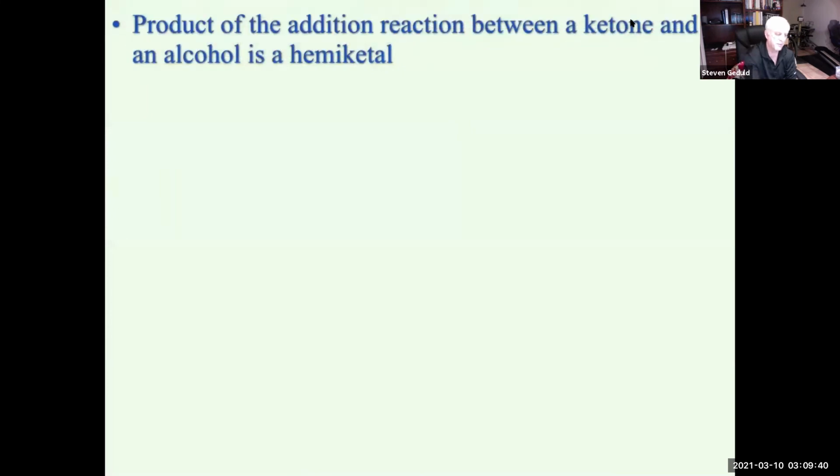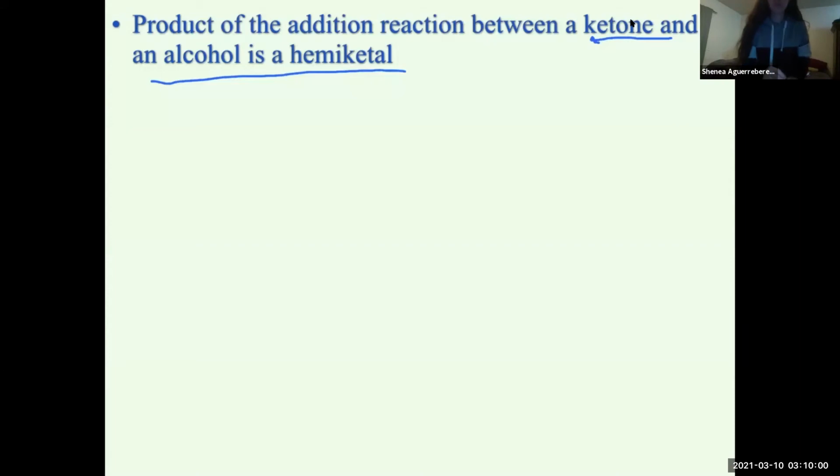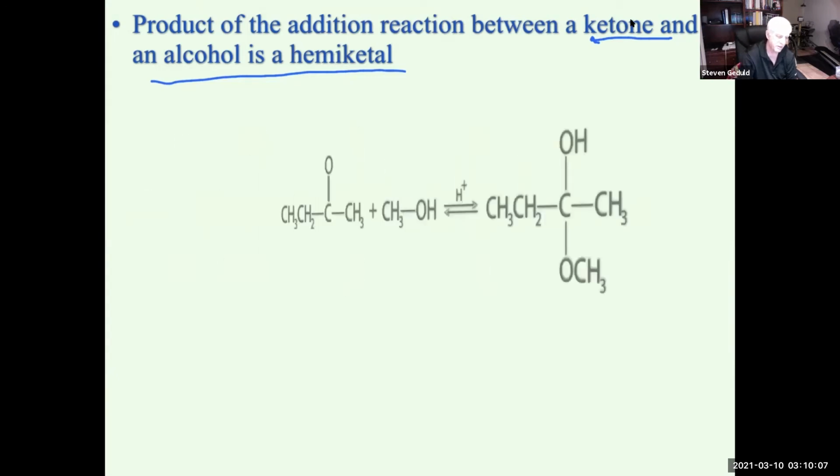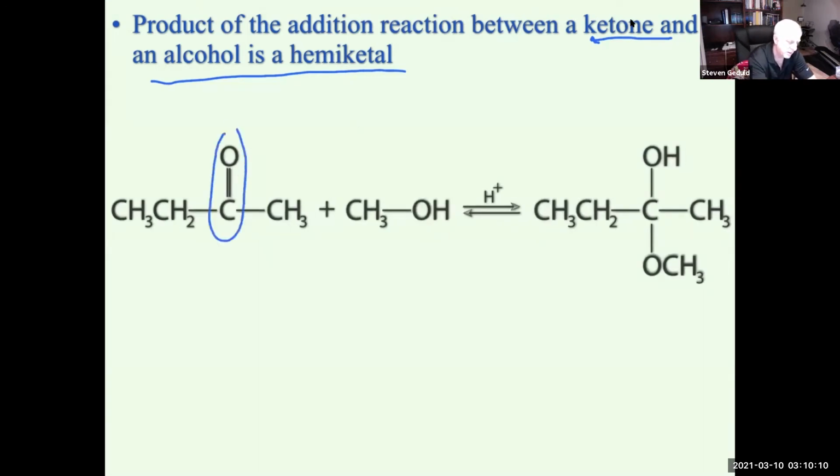Okay. The product of addition reaction between a ketone and an alcohol is a hemiketyl. So I said before, if it's an aldehyde and an alcohol, it's going to form a hemiacetyl, then an acetyl group. If it is a ketone and an alcohol, it's going to form a hemiketyl, then a ketyl. Okay. So here's your ketone. And this core is going to be the same core. That's not going to change.